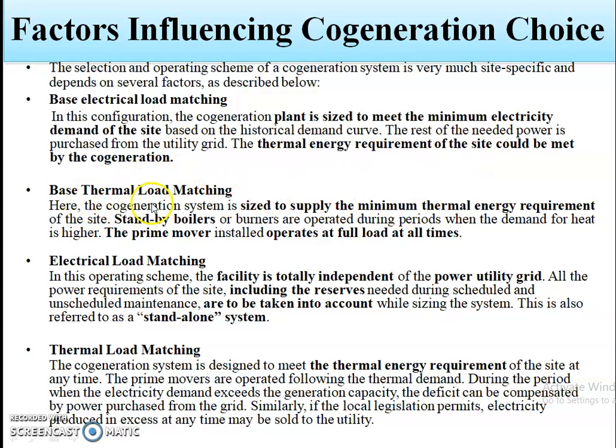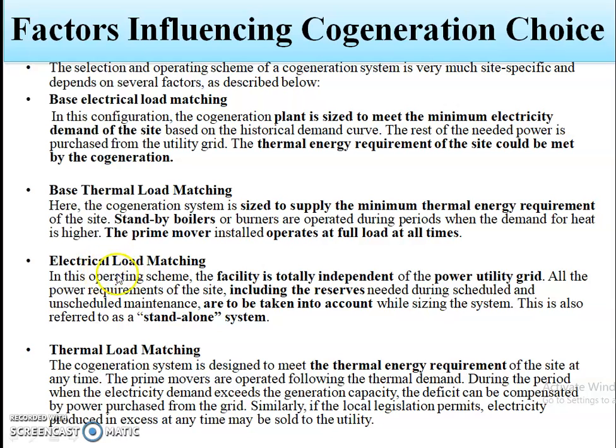The second one is base thermal load matching. Here the cogeneration system is sized to supply the minimum thermal energy requirement of the site. Standby boilers or burners are operated during the period when the demand for heat is higher. The prime mover is installed and operated at full load at all times.